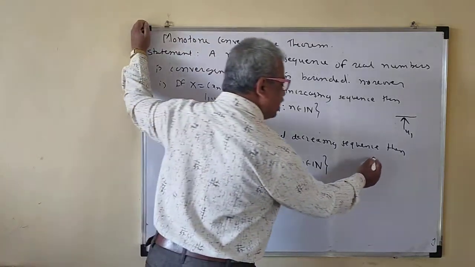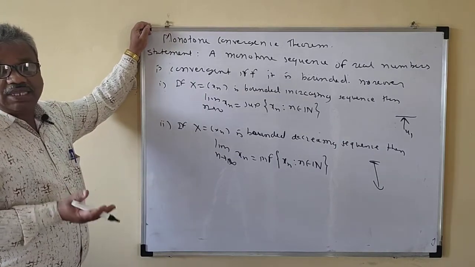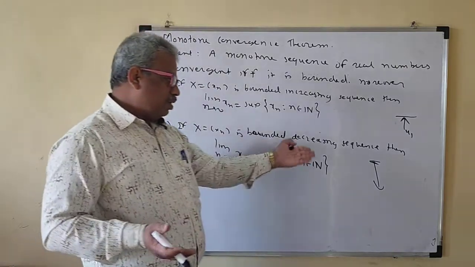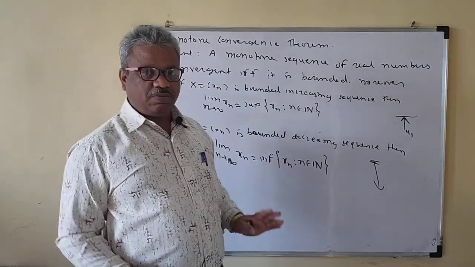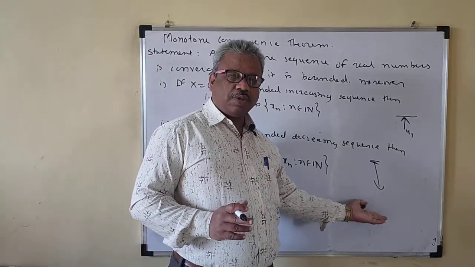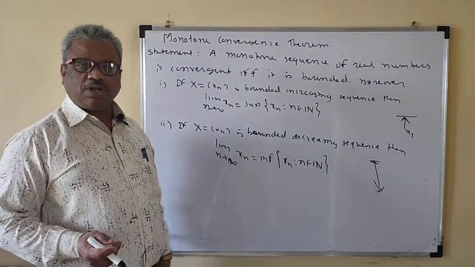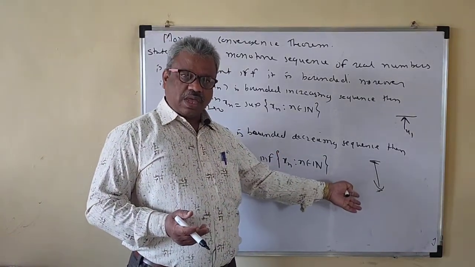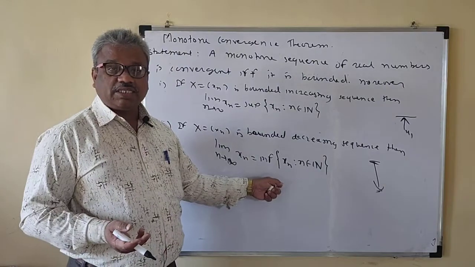Now if a sequence is decreasing, the first term will be the upper bound. For a decreasing sequence, you have to show that it is bounded below only. If you prove it is bounded below, automatically it will be bounded, because the first term is your upper bound. So it is a bounded sequence, and by the monotone convergence theorem it is a convergent sequence, and it converges to its infimum.